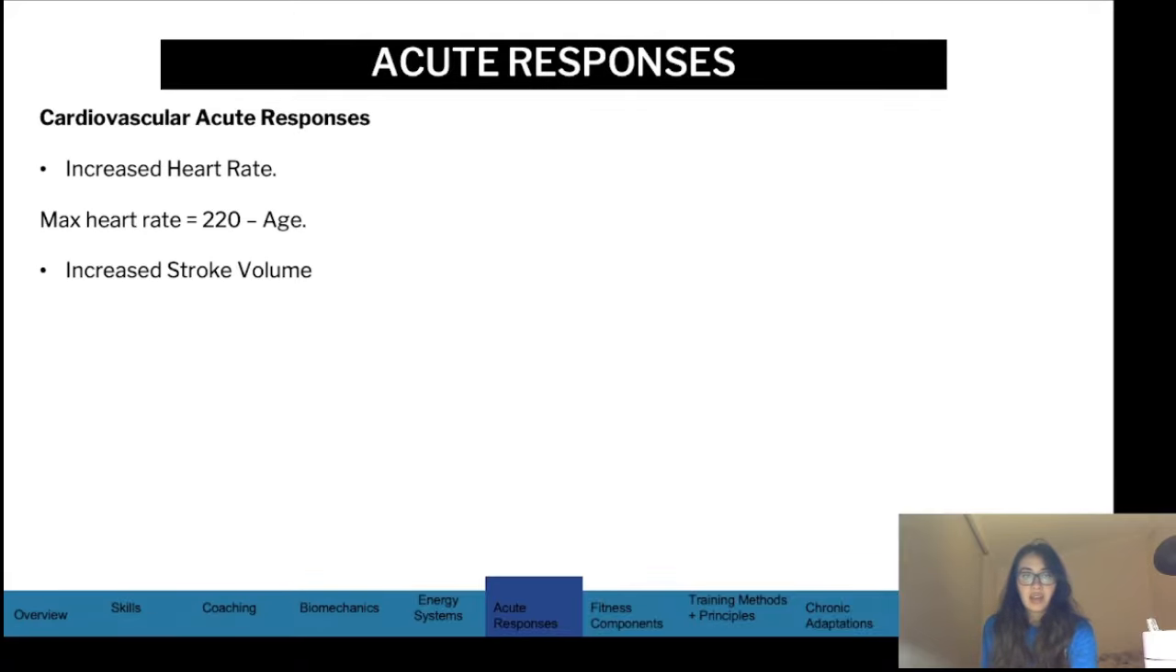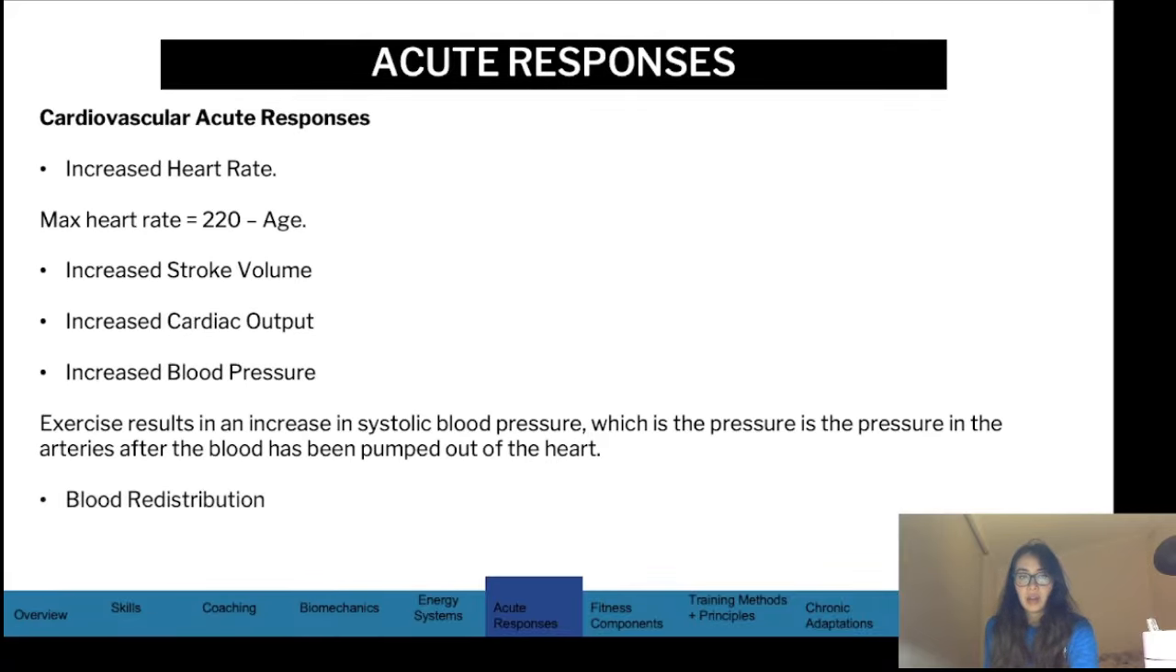There's a bunch of cardiovascular ones, like increased heart rate, stroke volume, cardiac output, blood pressure, etc. Once again, pick the easiest one. You don't get extra points for picking something which is harder. So just pick something you can actually understand.